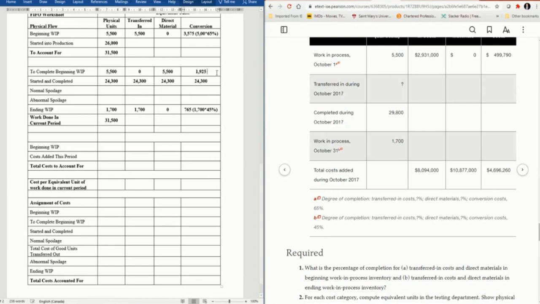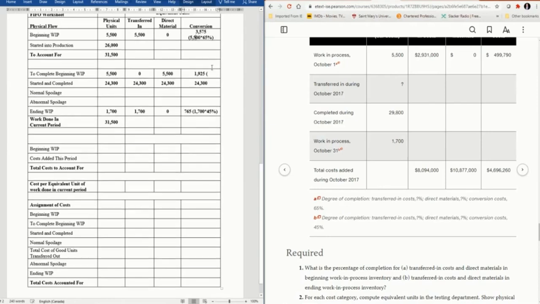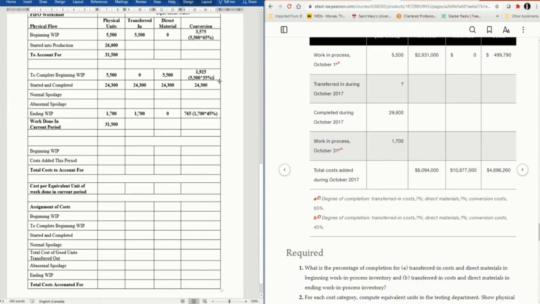And this one, I didn't put it in, but it's got to be the 5,500 times 35%. Right? Because it was 65% done last month, I had to do 35% this month to finish them off. Whereas my ending WIP, I've done 45% this month. Next month, I'll do 55% to finish them off.